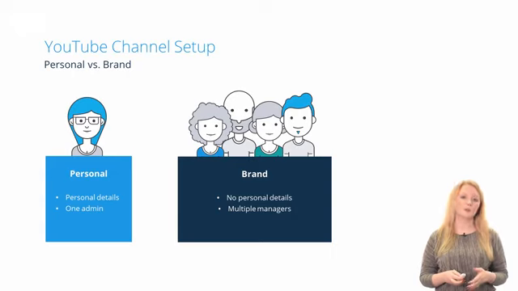There are two types of YouTube channel available, depending on whether you're an individual content creator or you plan to operate as a brand online. Personal channels are populated with personal details and generally only have one administrator. Brand channels are run and managed by an advertiser or a company by multiple users. Critically, there are no personal details on this channel.